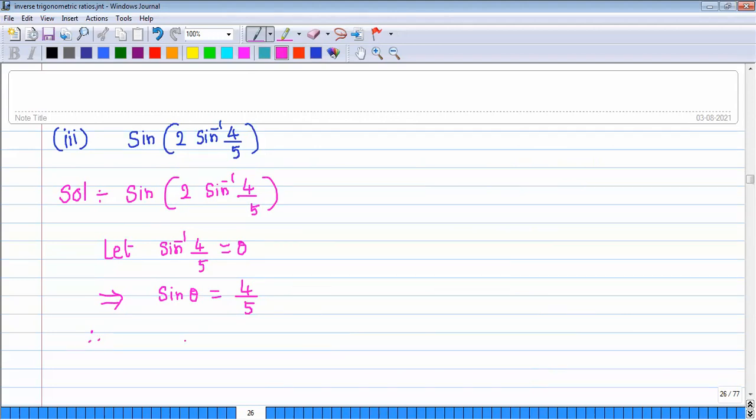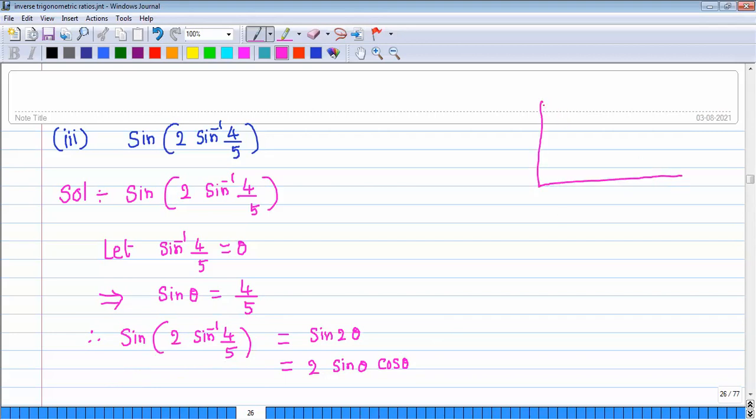Now we need to find out sine of 2 sine inverse 4 upon 5. So that is nothing but sine 2 theta. What is the formula? Sine 2 theta is 2 sine theta into cos theta. We know the sine theta value, but we should know the cos theta value. So that's why we need to find it out.